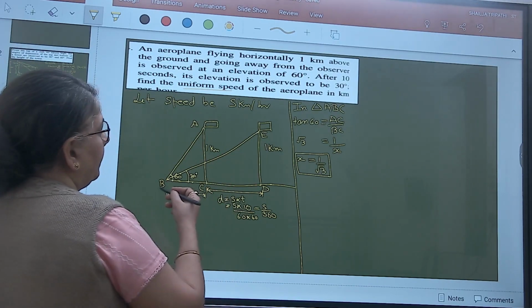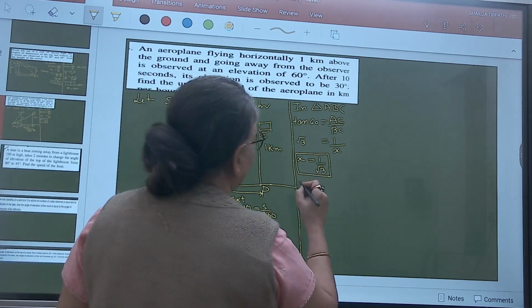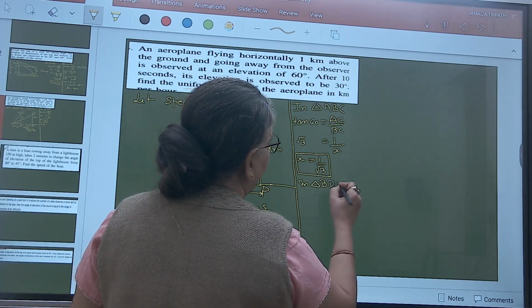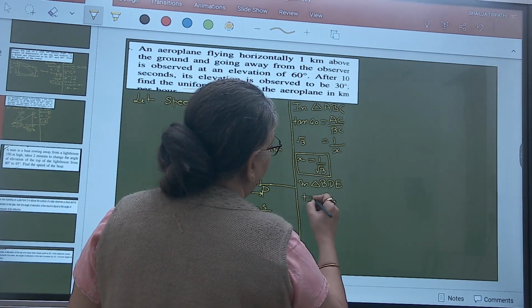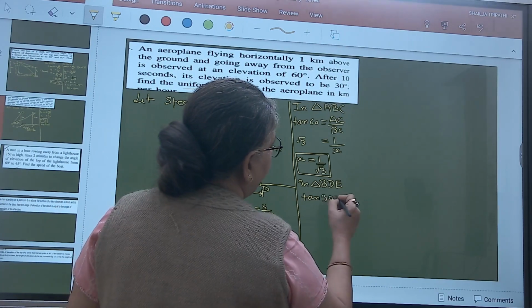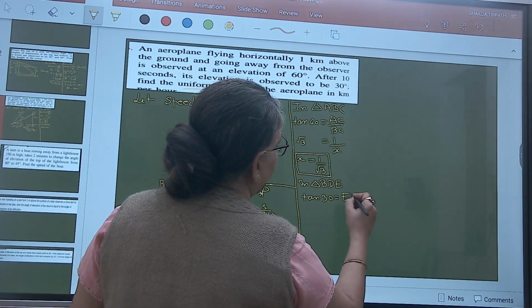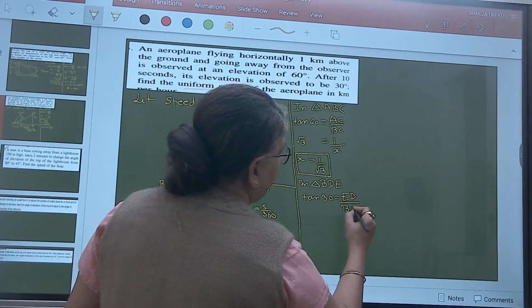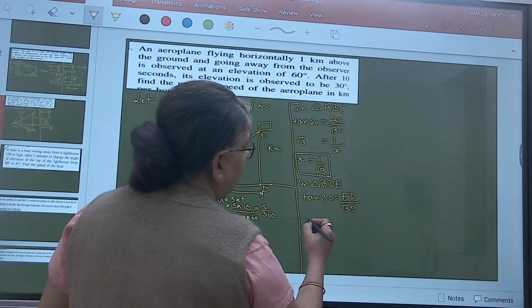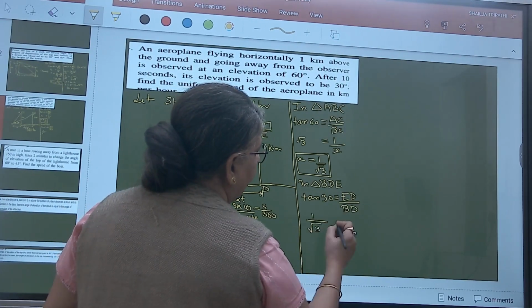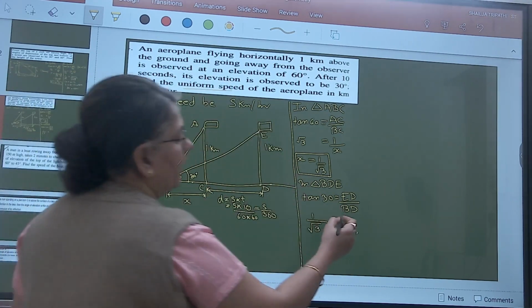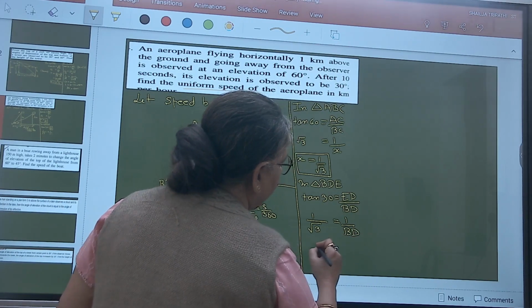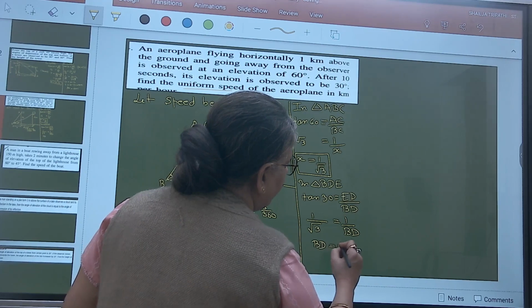Similarly, in triangle BDE, we can write tan 30 is equal to ED upon BD. Again, tan 30 is 1 upon root 3. ED is 1 kilometer above the ground, so 1 upon BD. So BD is equal to root 3.